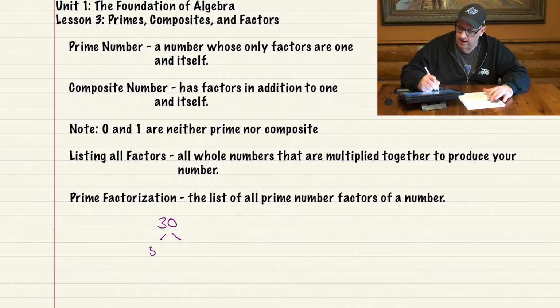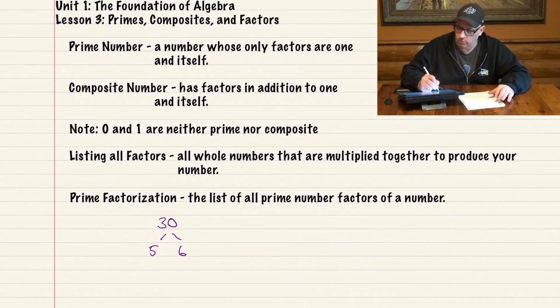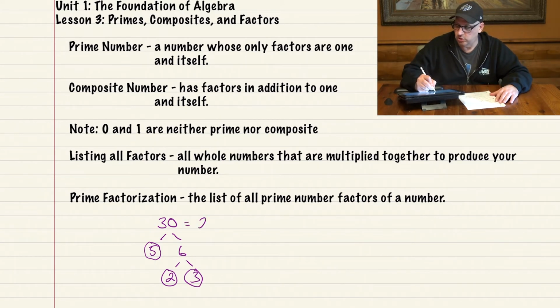So I'm going to say 5 times 6. If you end up with one of those being a prime number, I want you to circle it. The other one is composite, so I'm going to break it down further. 6 you can get by doing 2 times 3. These are both prime numbers. Once you have all prime numbers, you're done. So you would just list them. So 30 is equal to 2 times 3 times 5.